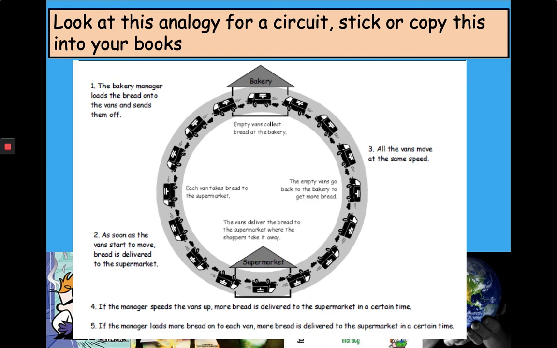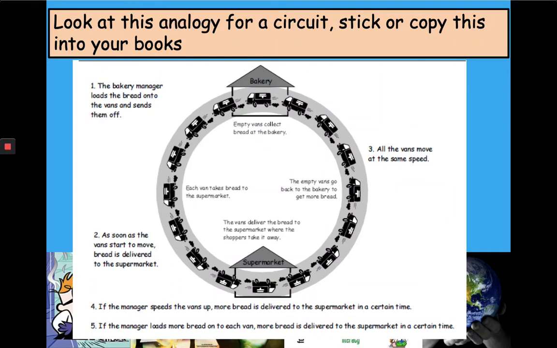At number 3, all the vans move at the same speed. Okay, so there's some travel restrictions in terms of speed. They can only move at the same speed all the way around the circuit, and that's what's shown here. As you can see inside, it says there's an empty van at the top there, collects the bread at the bakery. Each van takes bread to the supermarket. So they're all taking the same amount of bread at the same speed. The van delivers the bread to the supermarket where the shoppers take it away. The empty vans go back to the bakery to get more bread, and the whole process starts all over again.